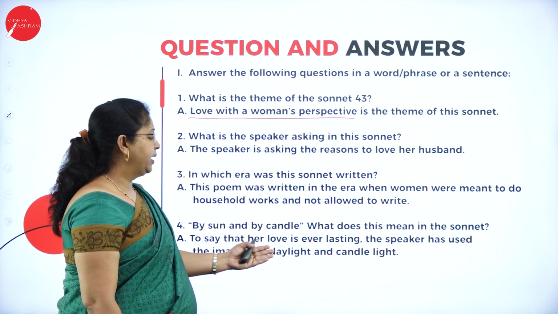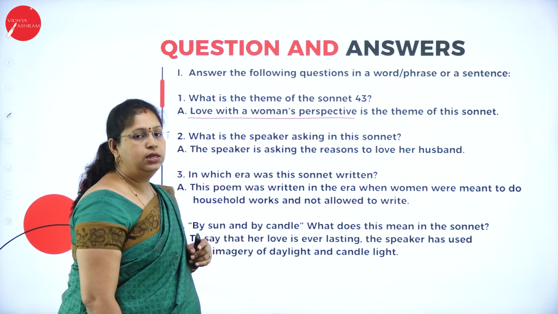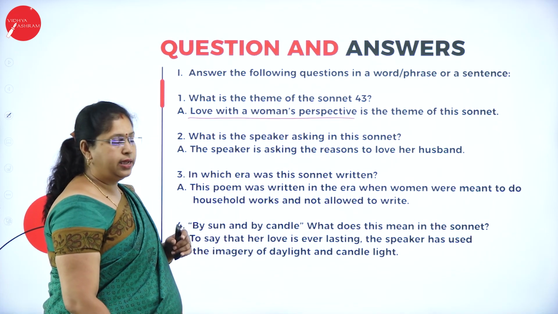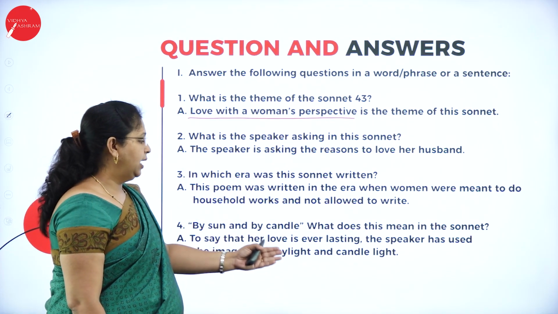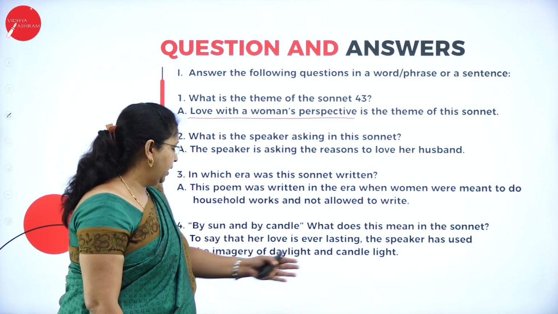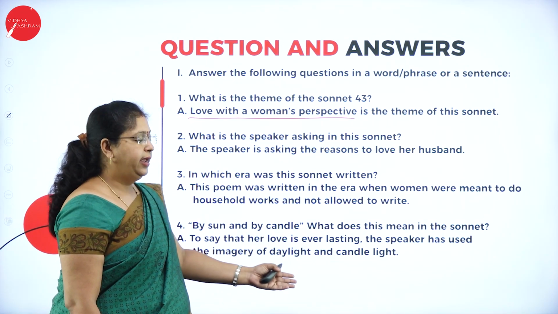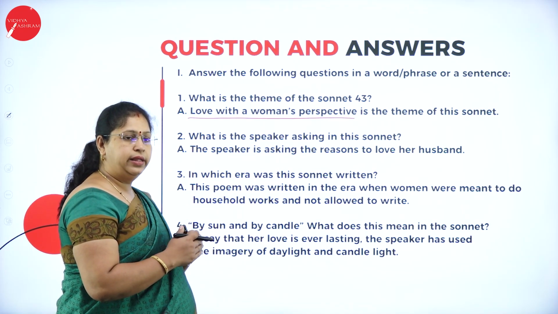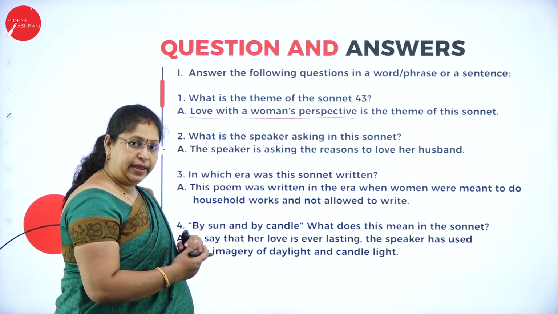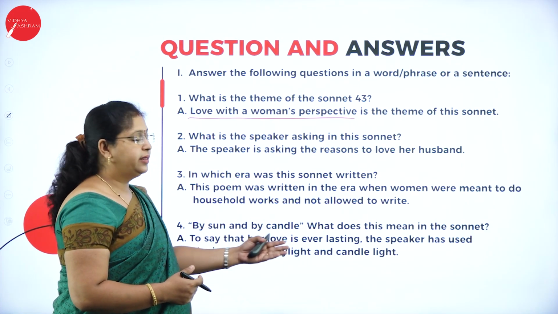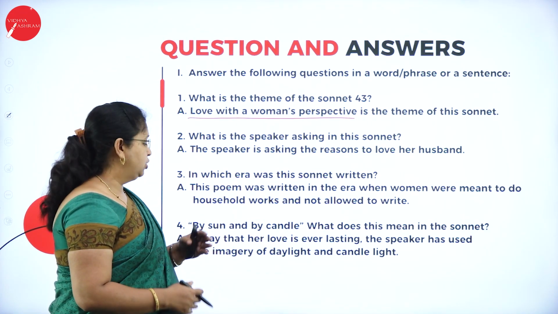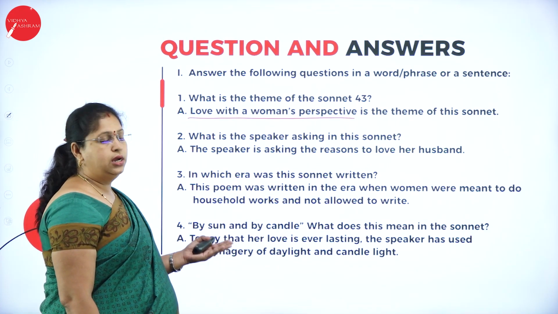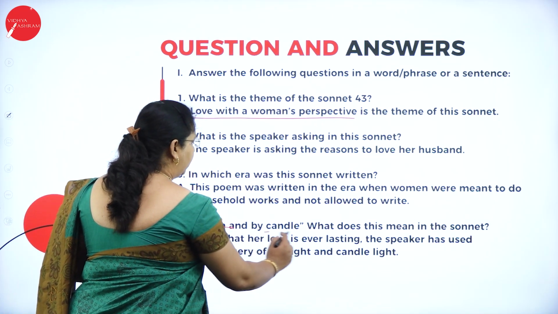By sun and by candle, what does this mean in the sonnet? We saw those lines there, correct? To say that her love is everlasting, the speaker has used the imagery of daylight and candlelight. So, as long as the sun is there, and as long as at night there is some light, maybe by candle or anything, until then she loves her husband. So, to tell that, she has used the words sun and candle.